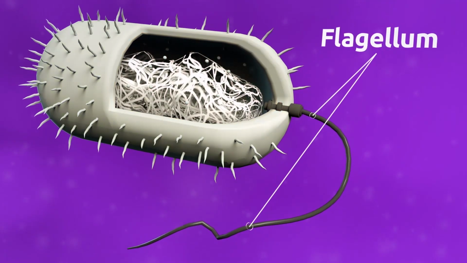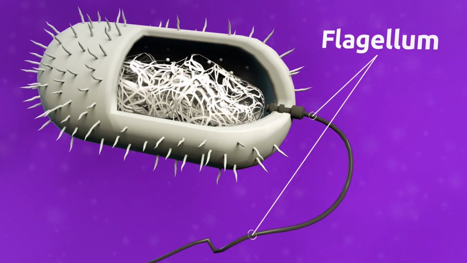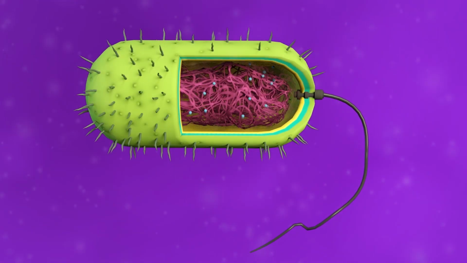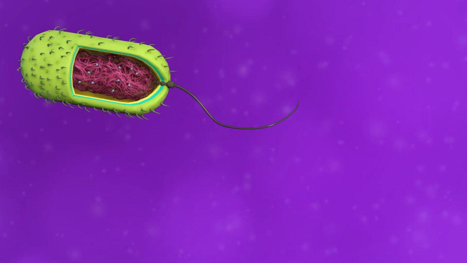The flagellum is found in some prokaryotic and eukaryotic cells. It's a lash-like appendage which allows a cell to move. Sperm cells, for example, move via flagella.